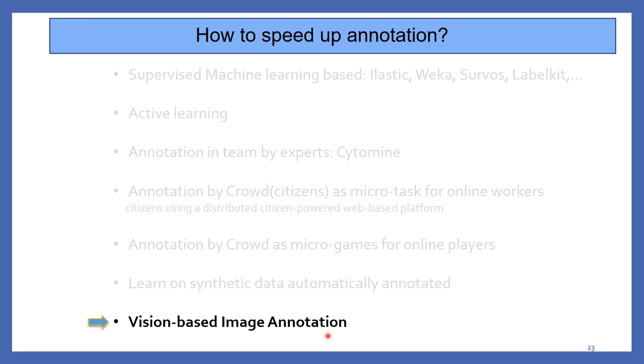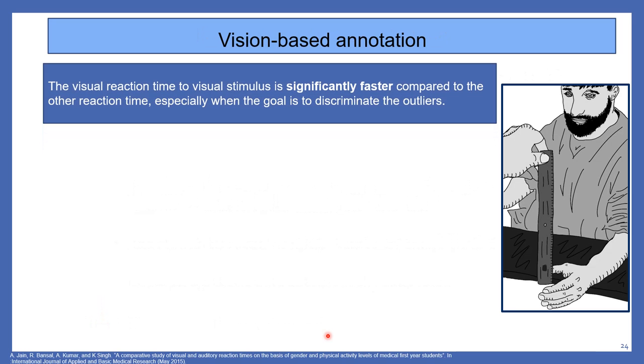The last strategy that we are talking about in this presentation is vision-based image annotation. Based on different literature, one of which is cited here, vision is the fastest human sense based on the reaction time to visual stimulus, especially when the goal is to discriminate the outliers.